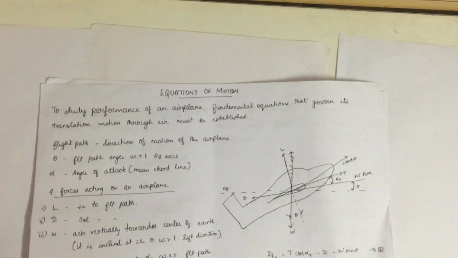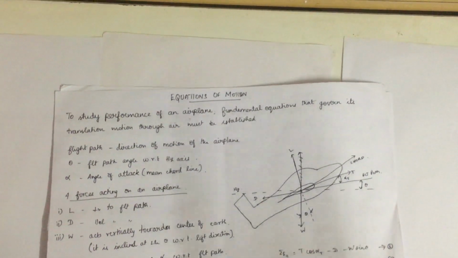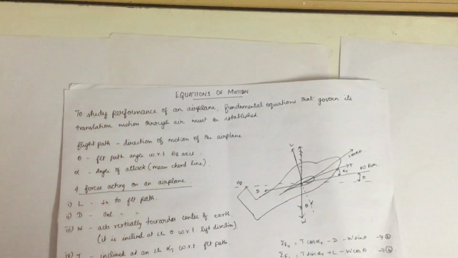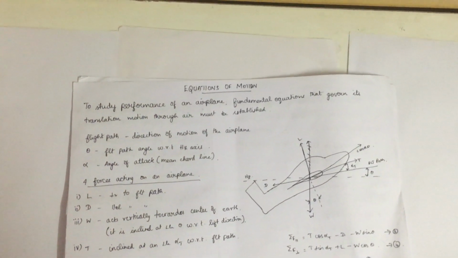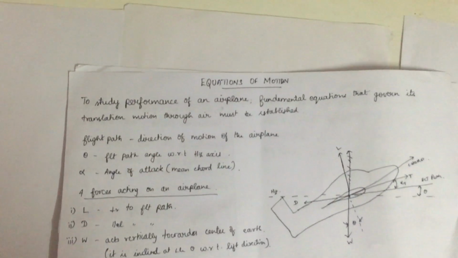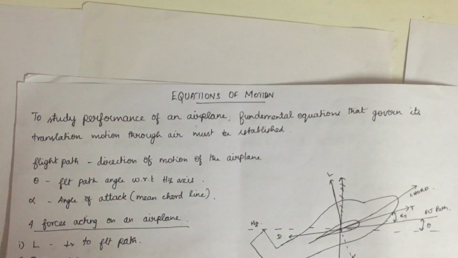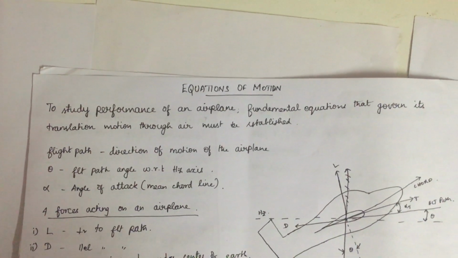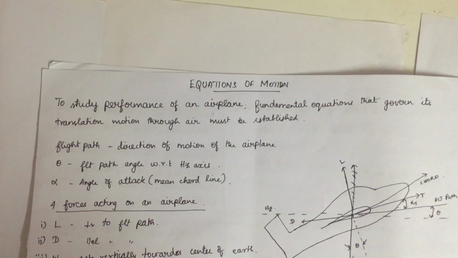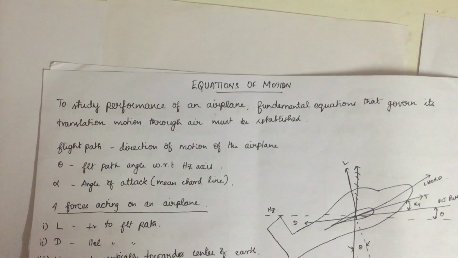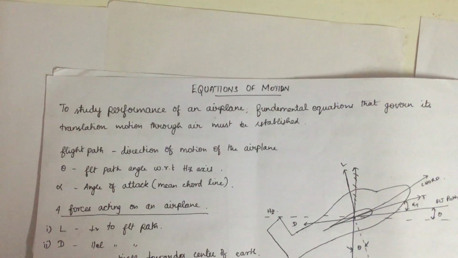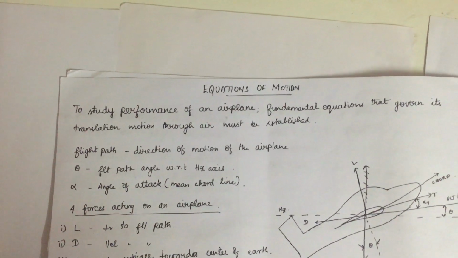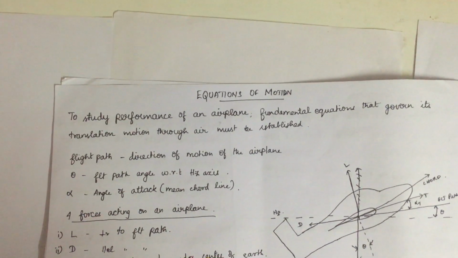Hello everyone. Today we are going to see a small topic called equations of motion. It is going to be the basic part of your introduction to aerospace. In order to study the performance of an aeroplane, we must derive a set of equations. These are the fundamental equations that govern the translational motion of an aeroplane through air. So this must be established, so we will be able to study the performance of an aeroplane with this set of fundamental equations.